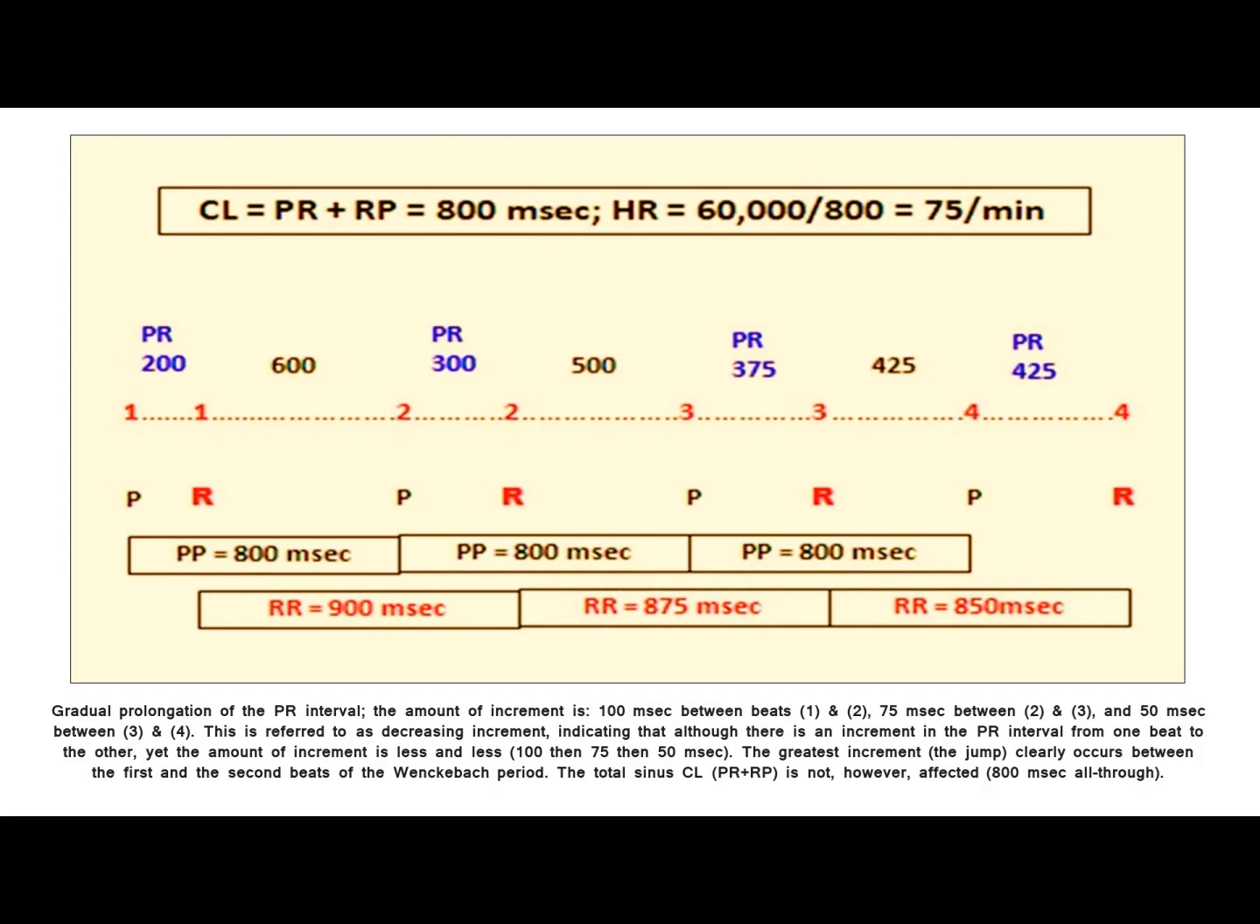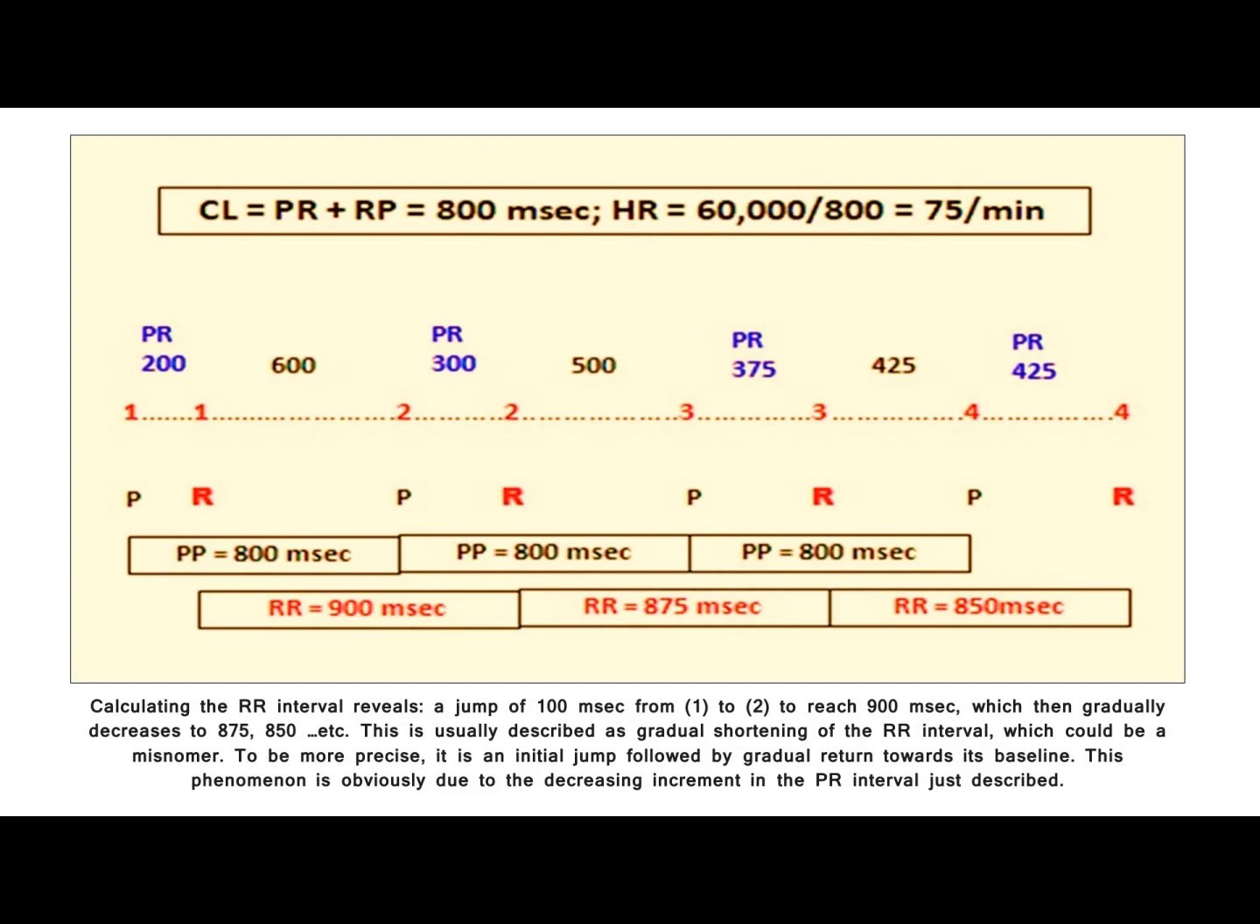This is referred to as decreasing increment, indicating that although there is an increment in the PR interval from one beat to the other, yet the amount of increment is less and less, 100 then 75 then 50 millisecond. The greatest increment, the jump, clearly occurs between the first and the second beats of the Wenckebach period. The total sinus CL, PR and RP, is not, however, affected, 800 millisecond all through.